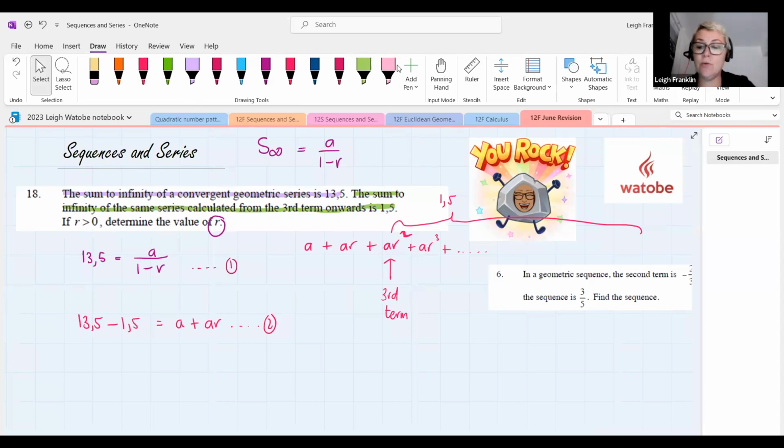So I'd be interested to see what your value for R is. When you get one, please just let us know when you're done. Cool, Pinga. Okay, and Kaniso is also done.